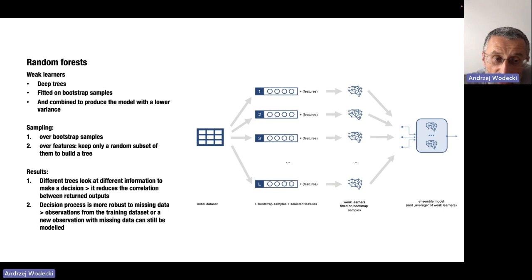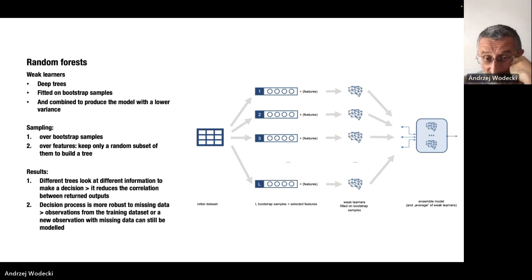Different trees, and a tree is a model, look at different information to make a decision. So it reduces the correlation between the returned outputs. But also, and this is very interesting, the decision process is more robust to missing data. Observations from the training data set, or a new observation with missing data, can still be modeled. So there is a so-called robustness of the model to missing data.